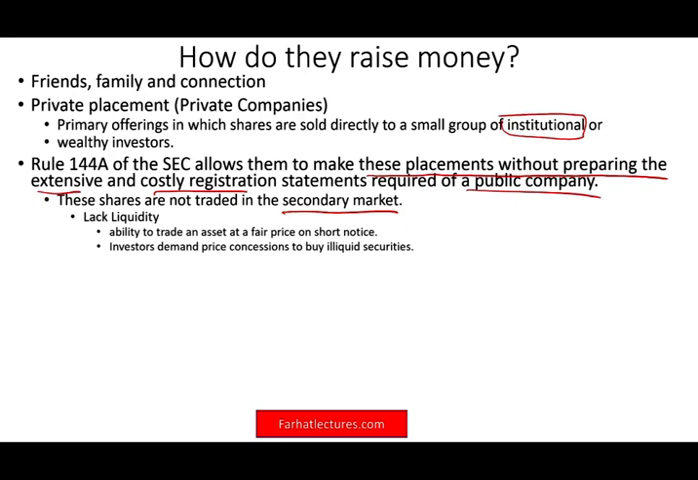What does that mean? If I am supplying something, the person says, well, you need to sell it, I'm going to lower my price. Why? Because you need me. There's no market for your security.